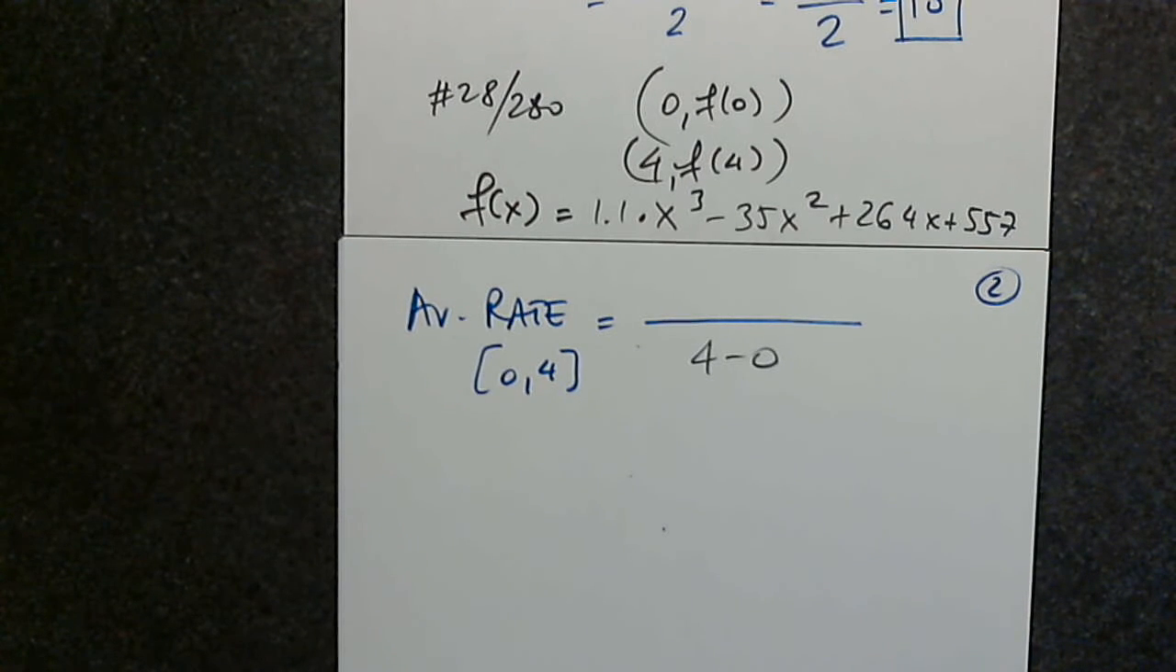So now I go to y equals and plug in 1.1 x to the third, and then minus 35x squared. Let me know if you need any help with this. Plus 264x plus 557. Did we enter the function? Does anyone need help with entering the function?